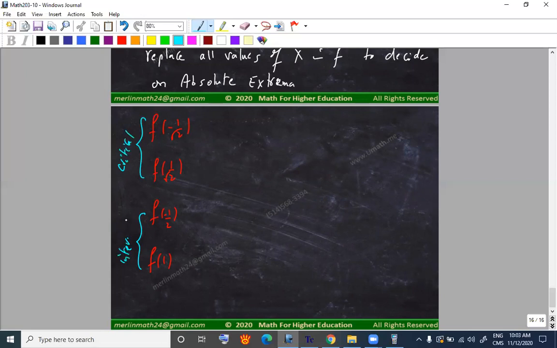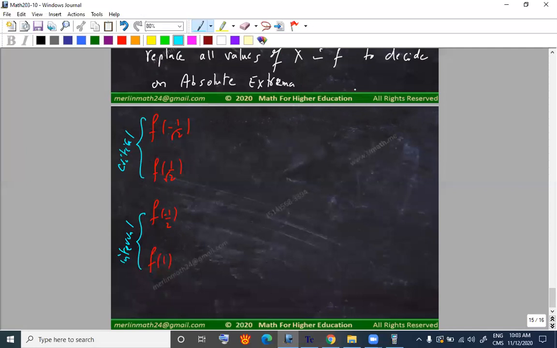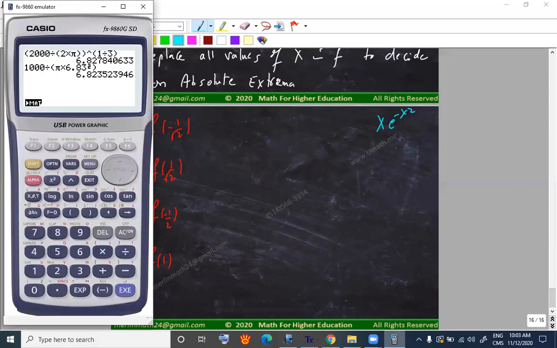Any question? Okay, do you have a calculator? By the way, it's tough because your function is x e to the power minus x squared. You want to get this in decimal for sure. So let me pull my calculator and do it in parallel.